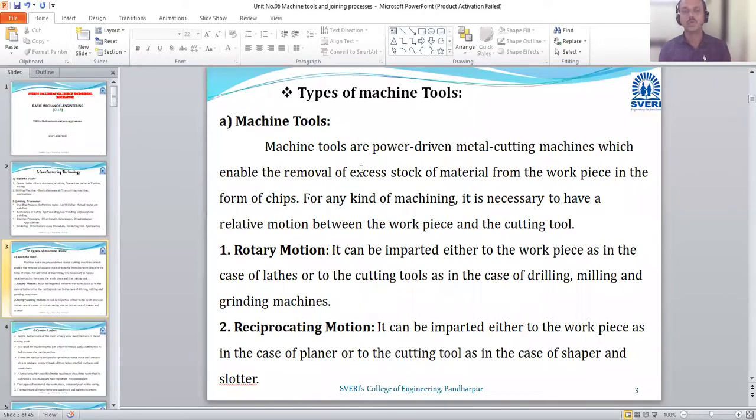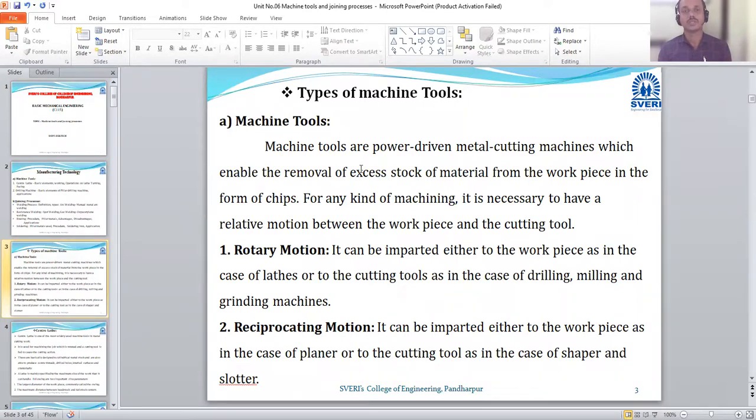Okay, so there are two types of how the machining can be performed. The first one is the rotary motion. In rotary motion, mostly the workpiece or the cutting tool can be in rotary motion. In lathe machine, the workpiece is in rotary motion and the cutting tool is at a stationary position. Then in drilling machine, the workpiece is at a stationary position and the drilling tool is in rotary motion. Then grinding machine. Have you seen grinding machine? Yes, sir. In grinding machine also, the cutting tool is in motion and the workpiece is in stationary condition. So this is related to the rotary motions.